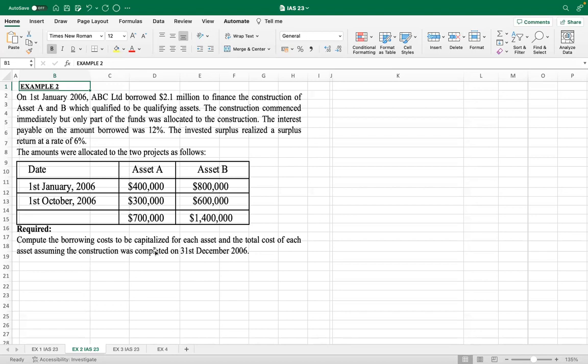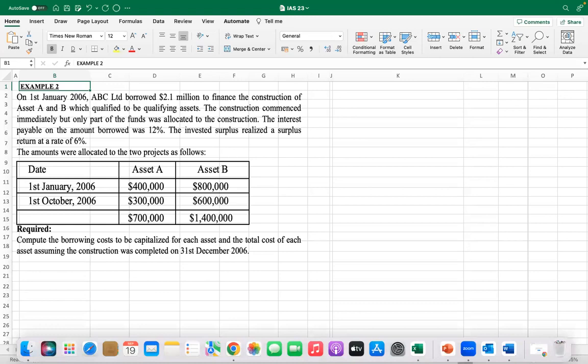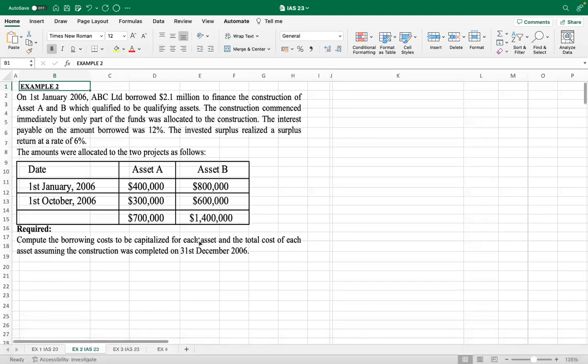So compute the borrowing cost to be capitalized for each asset and the total cost of each asset, assuming the construction was completed on 31st December 2006. So point number 1, construction was completed at the end of the year. Entire borrowing costs need to be capitalized if there was no investment return, because construction began on 1st January 2006 and ended on 31st December, end of the year.